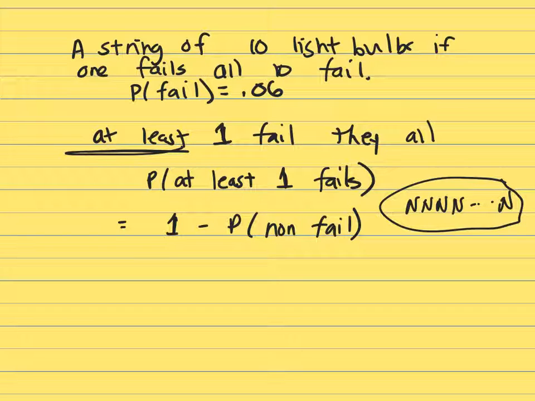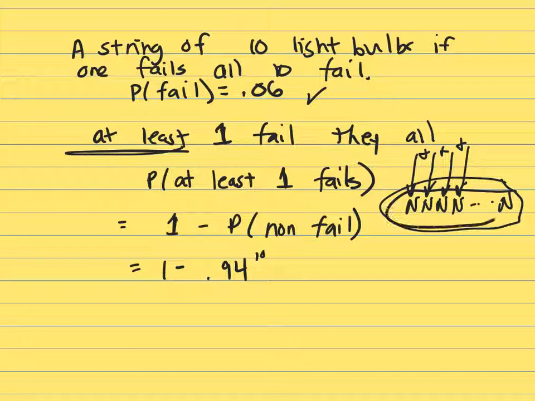So 1 minus the probability of non-failing. The probability of fail is 0.06, so the probability that it does not fail is 1 minus 0.06, or 0.94, raised to the 10th. Because this one doesn't fail, and this one, and this one, and this one. I'm saying the word and, that means multiply, and you've got 10 of those. So that is E.